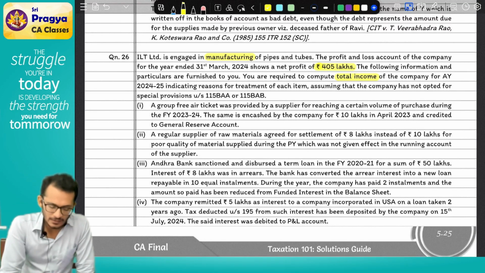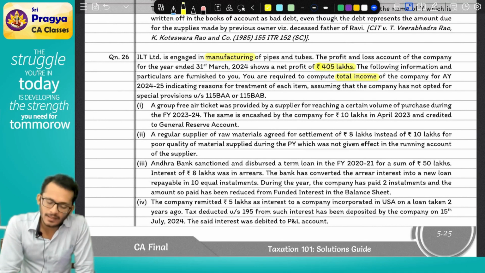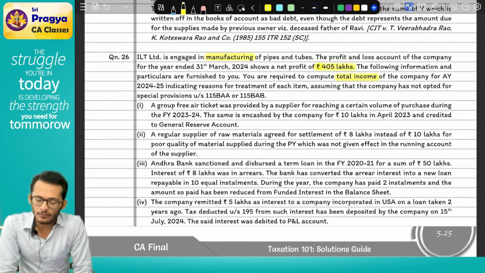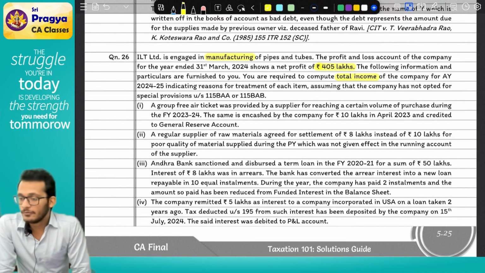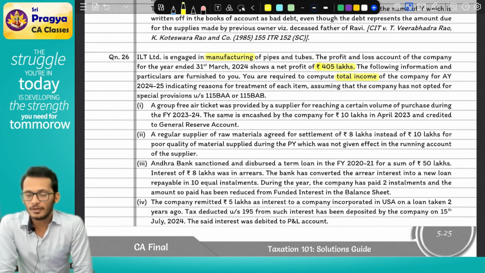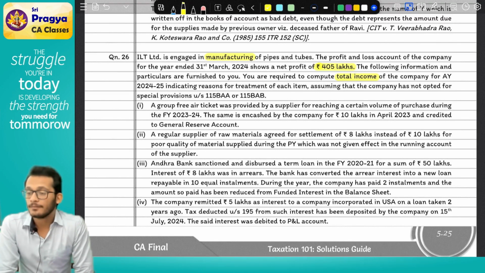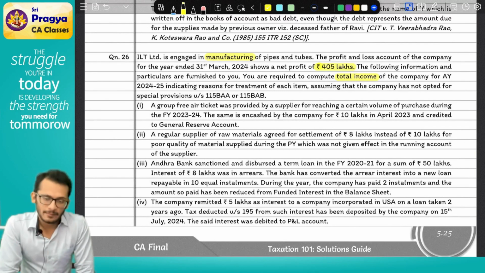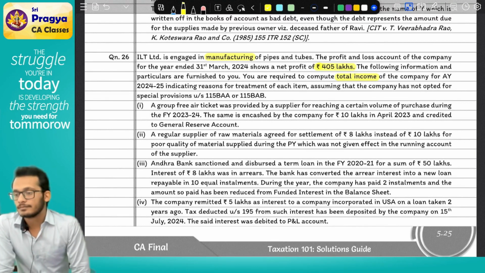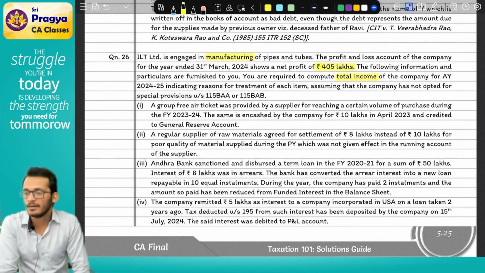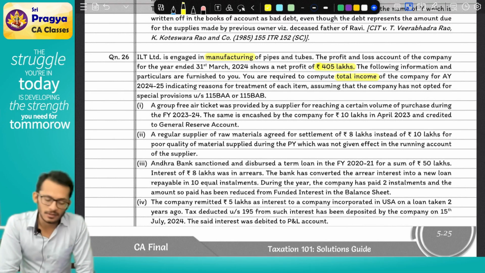First item. It says a group free air ticket was provided by a supplier for reaching a certain amount of volume of purchase during the financial year 23-24. What have you got? You have got a group free air ticket from your supplier. Is it a gift or not a gift? It is a gift. Given during the course of business or during the course of employment? During the course of business. PGBP, not PGBP? Taxable, not taxable? Taxable. I told you any kind of benefits or perquisites given by a person during the course of business is taxable. So therefore this is taxable.